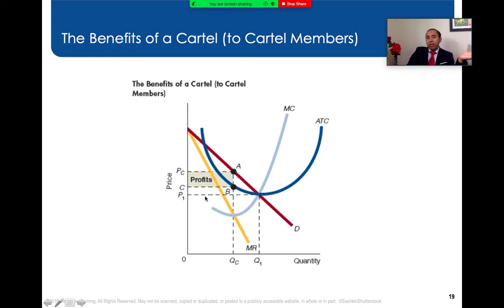And if the firm wanted to produce at a lower price, they can produce at a lower price, P1, where the average total cost is the lowest, and produce more output. So it behaves very similar to a profit-maximizing monopoly.